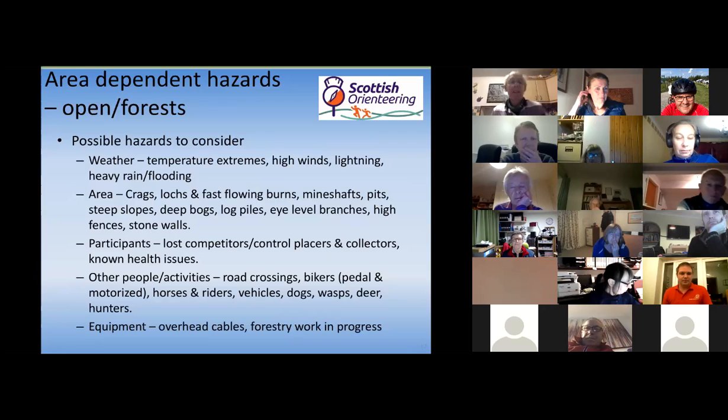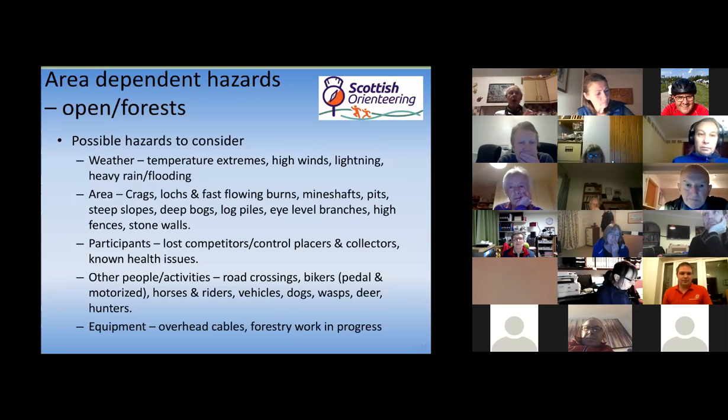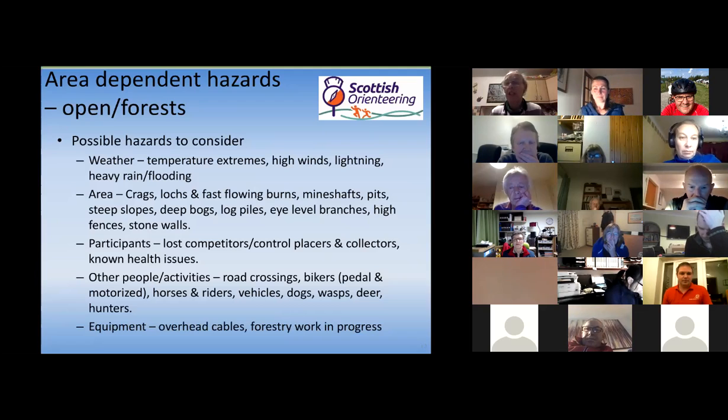Right. Now we're getting into a little bit more detail, and for open forests, what are the sorts of things now? We've seen pretty well all of these coming up already. I'm just going to go through them in case we've got some people who haven't done much of this. So weather, temperature extremes, both hot and cold, right? If it gets too hot, orienteering becomes quite hazardous as well.